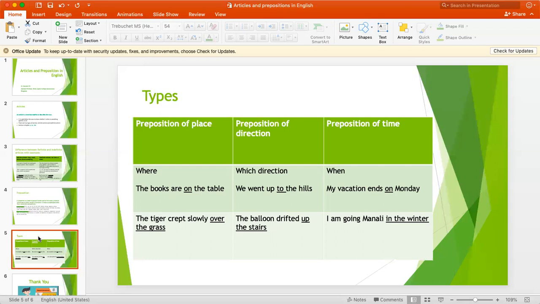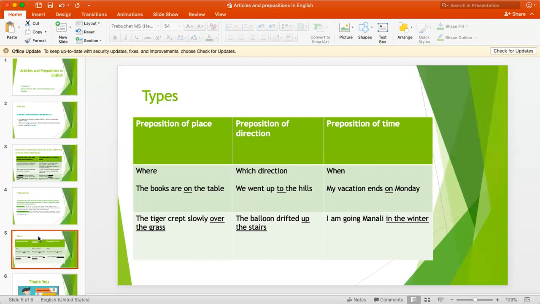So there are mainly three types of preposition in English. Number one is preposition of place, indicating where it is, which place. And the second one is preposition of direction, to give an idea of which direction, whether it is inside or outside or up or down. And the next one indicates time, when it happened or when it occurred. So these are three main types of preposition: place, direction, and time.